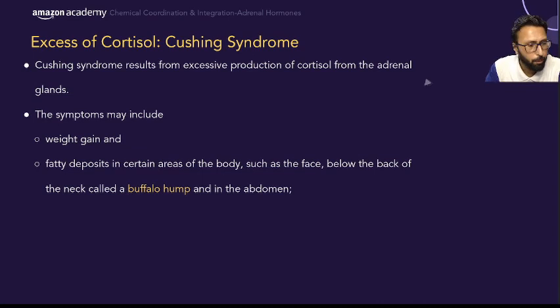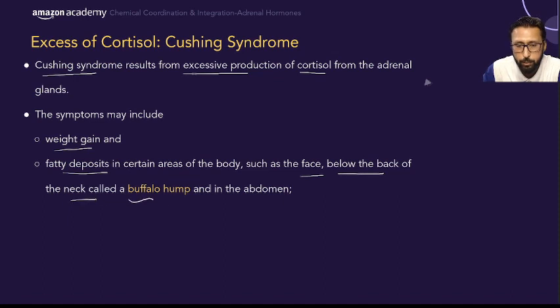Now let's talk about some disorders. Excess of cortisol is Cushing syndrome. Cushing syndrome results from excessive production of cortisol from the adrenal cortex, obviously. This may include weight gain, fatty deposition in certain parts of the body such as the face and below the back of the neck, known as the buffalo hump.